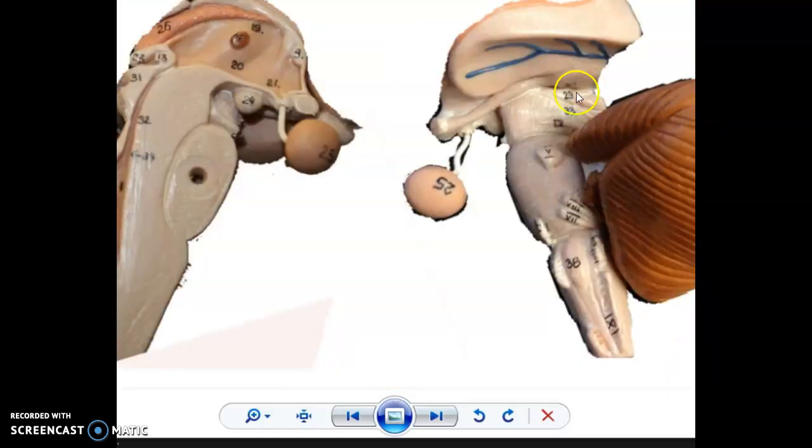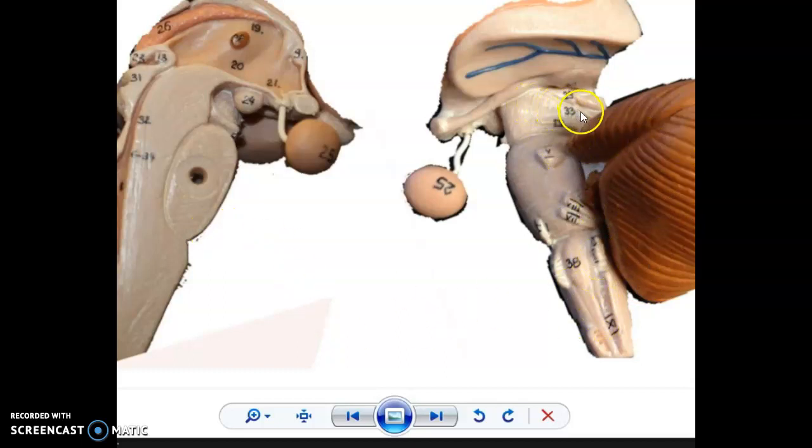Lastly, and it's not clear in the models, there are these little feet called cerebellar peduncles. There's one coming off the mesencephalon, called the superior, one coming off the pons, called the middle, and one coming off of the medulla oblongata, called the inferior. And these are white matter tracts connecting the brainstem with the cerebellum right here.